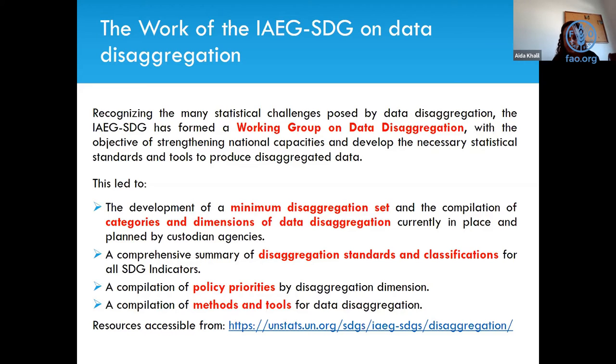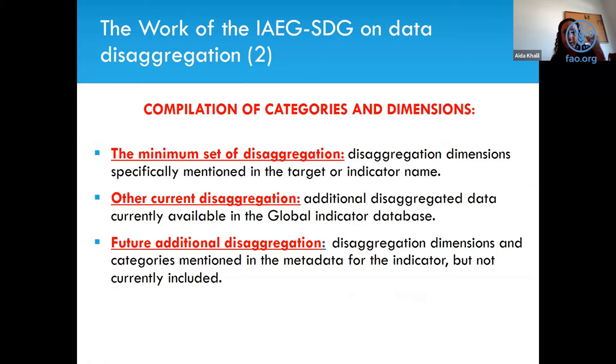Of course, in order to disaggregate data, we also need standards and classifications and also methodological tools. So there were other resources that were developed, for example, a comprehensive summary of disaggregation standards and classifications for SDG indicators, a compilation of policy priorities by disaggregation dimension, and a compilation of methods and tools for data disaggregation. All these resources can be accessed by the link that is presented in this slide, and that will be circulated after the presentation. So here is just to explain what this compilation of categories and dimensions is.